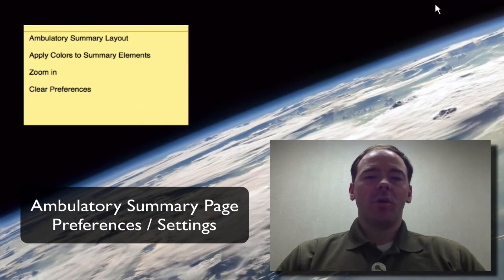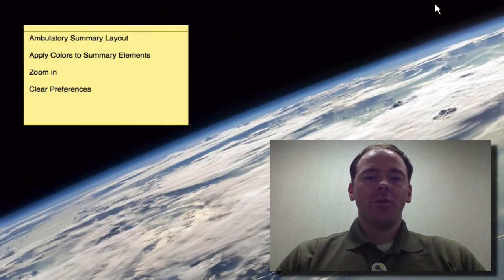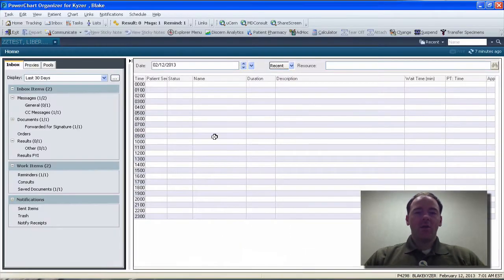Blake here for PowerWorks Pointers, and in this brief tutorial we're going to talk about some settings in the ambulatory summary page of PowerWorks, including how to modify the layout, how to apply colors to certain elements, how you can zoom in on the ambulatory summary page, and if you want to clear the preferences and take everything back to the defaults. So we're going to get started, and I'm going to go ahead and open PowerWorks.